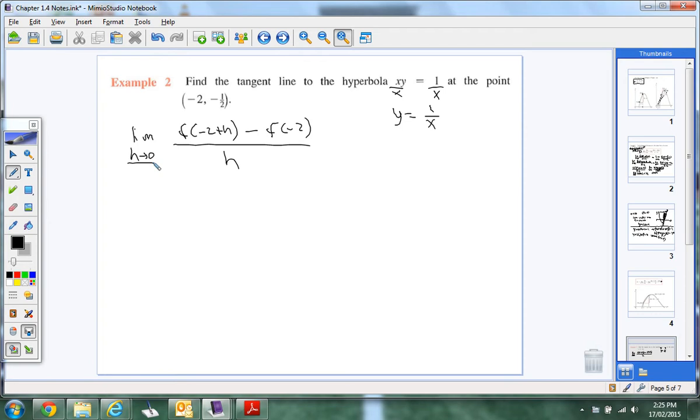Because it's still f of -2, so I'm plugging in -2 for my variable. So you're going to have the first part, limit as h goes to 0. So f of -2 is 1 over -2. So we'll write minus a minus right now. That's the right side. The left side, this piece, would be what?